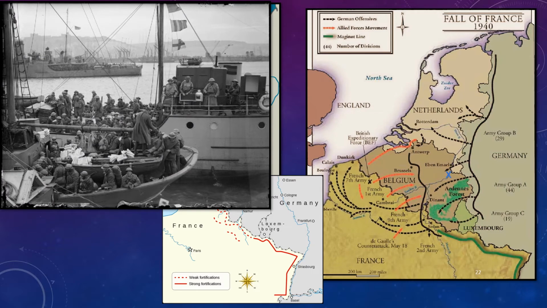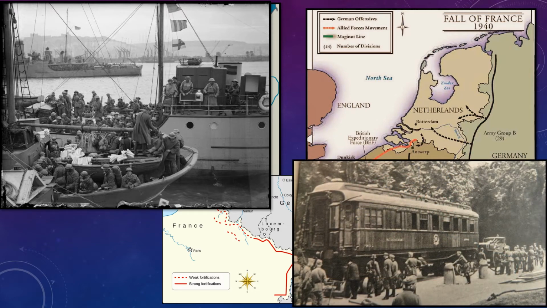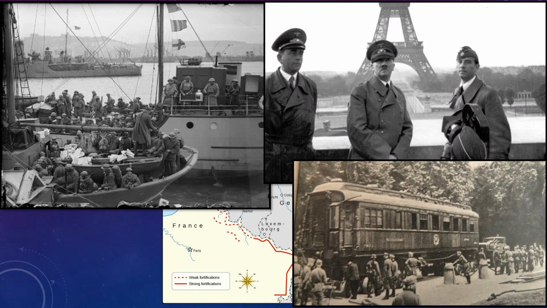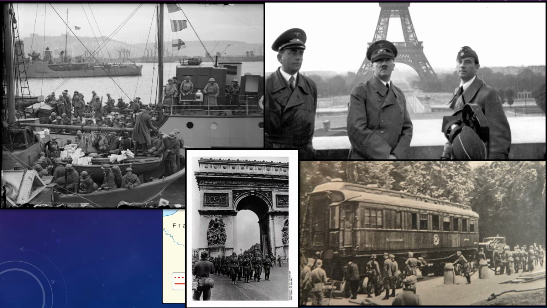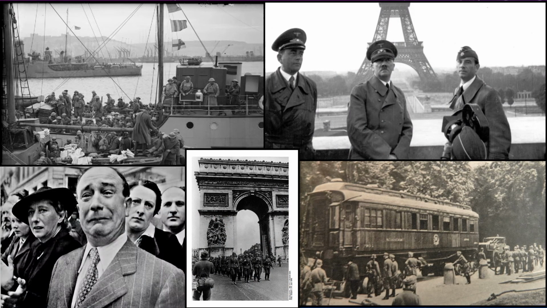On June 22nd, Hitler forced the French to sign an armistice agreement in the same railroad car used for the armistice imposed on Germany in 1918. To say that he was pleased was an understatement. He toured Paris, had German troops march through Napoleon's Arc de Triomphe, and required citizens to line the streets and salute.